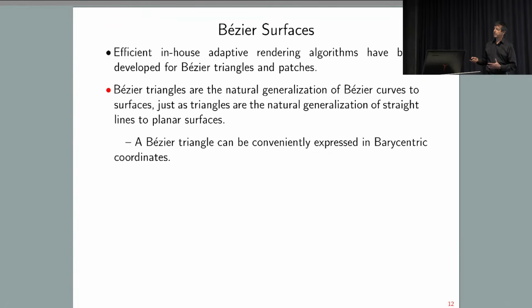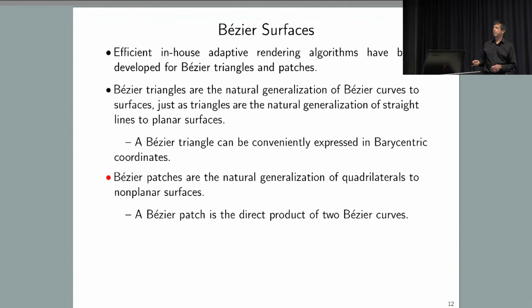A Bezier triangle can be conveniently expressed in barycentric coordinates. By the way, I'm talking about the cubic case here. This is the usual case that's used in computer graphics. We're using cubic splines. So Bezier patches are the direct product of 2 such Bezier curves. They're like the generalization of quadrilaterals to non-planar surfaces. So you've got something like curved triangles and curved quadrilaterals. We call those Bezier triangles and Bezier patches.